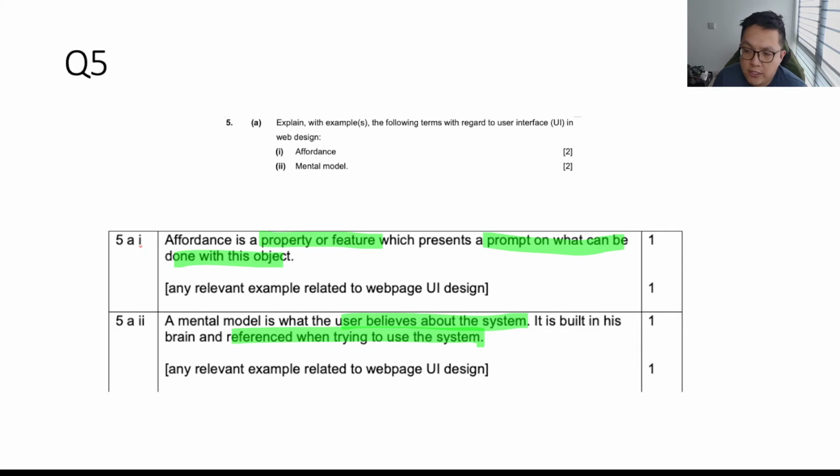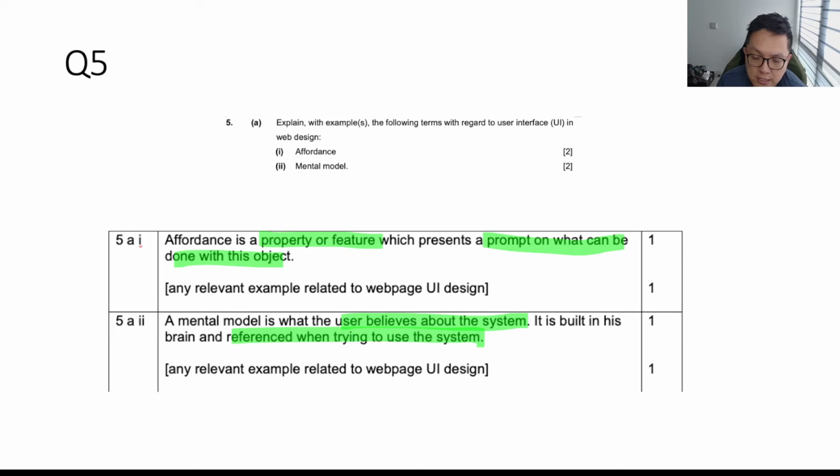All right, definitions were quite badly done. Most of you lost marks over here. You have to be very clear about what you are defining. So for affordance, it's always a property or feature on the web page or on the app that prompts the user what can be done. So you can say, for example, your buttons actually look like buttons.